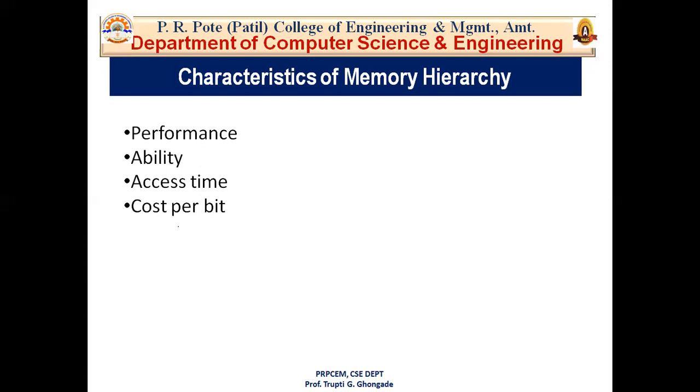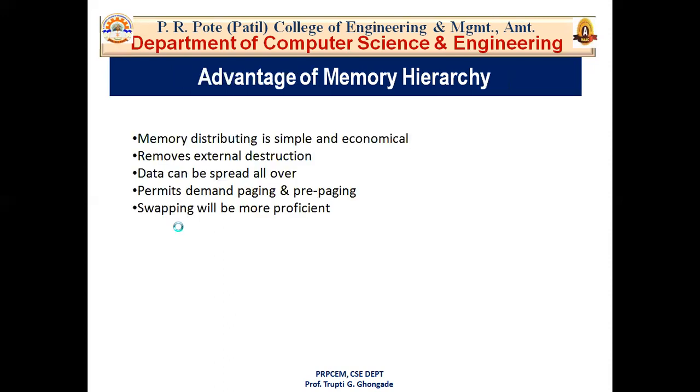Then another characteristic of memory hierarchy is the cost per bit. So when we shift from bottom to top inside the memory hierarchy, the cost for each bit will increase. Magnetic tapes are much cheaper than the cost of your registers, cache memory, and main memory. So as we go from bottom to top, the cost per bit will increase. Which means internal memory is expensive as compared to external memory. Okay, so these are the important characteristics of the memory hierarchy.